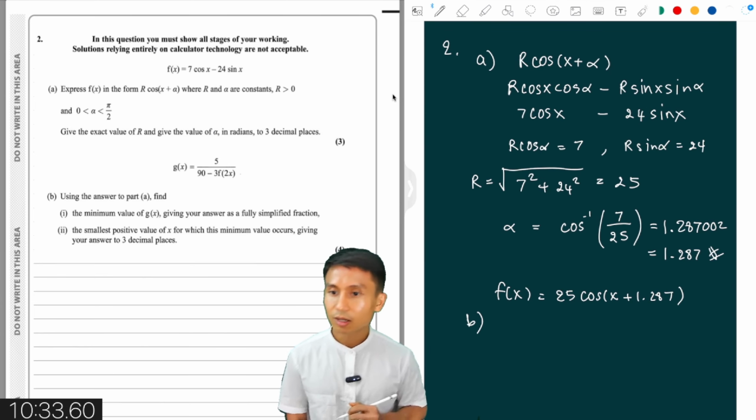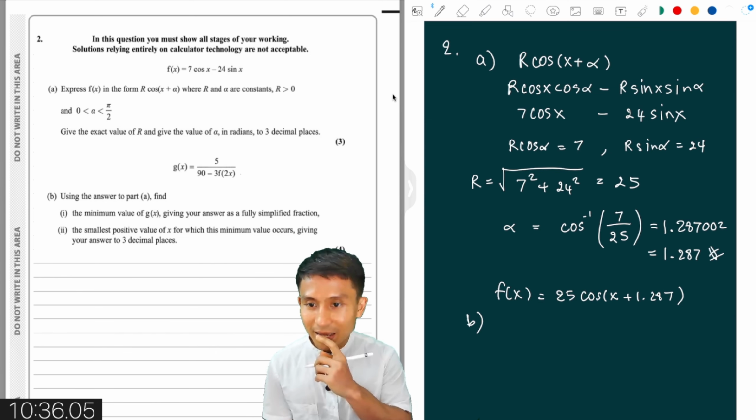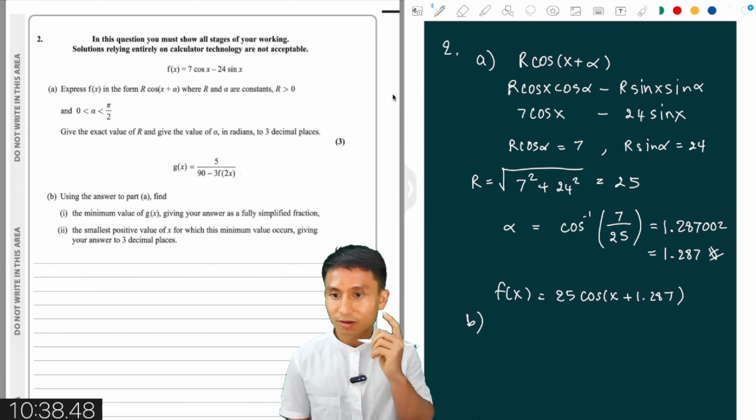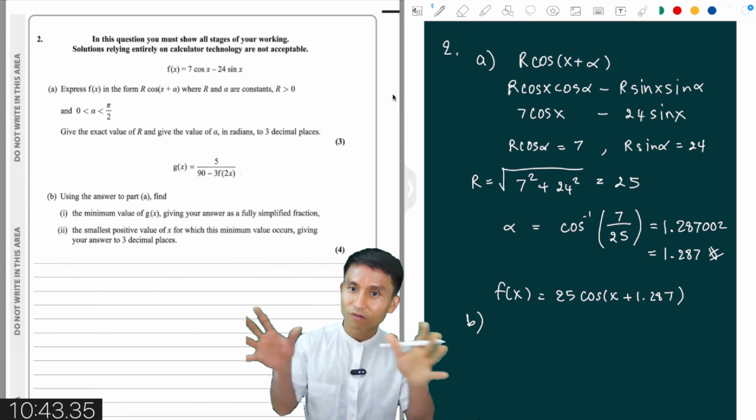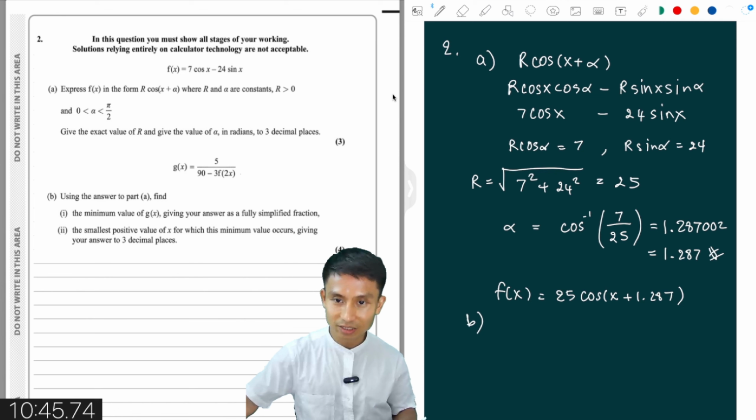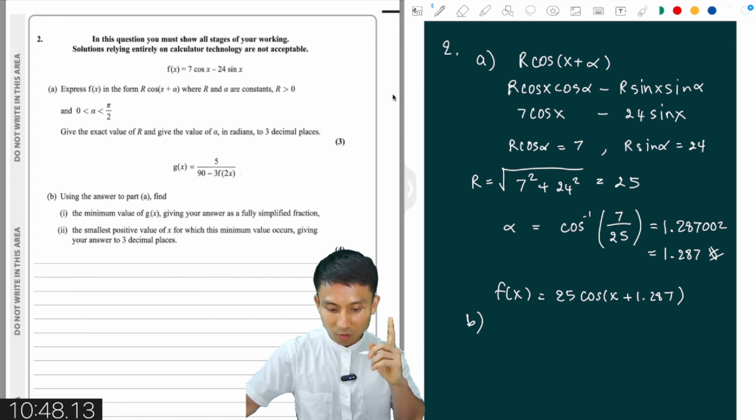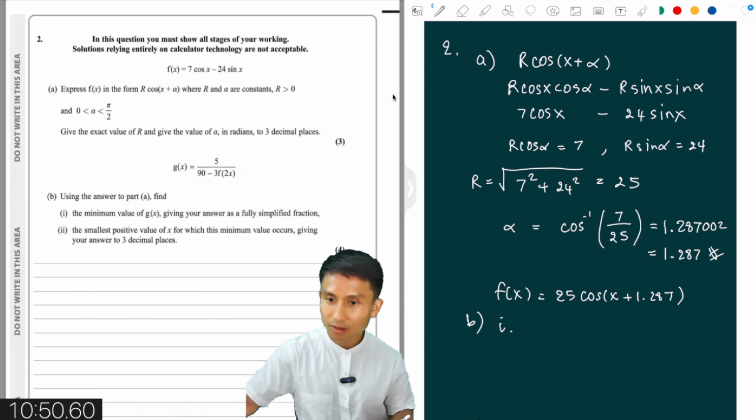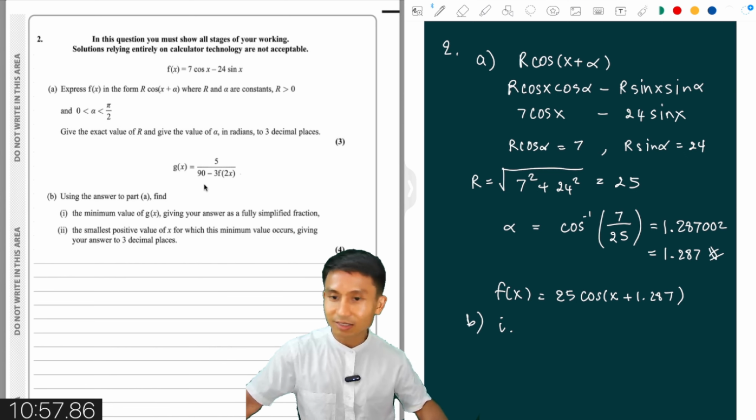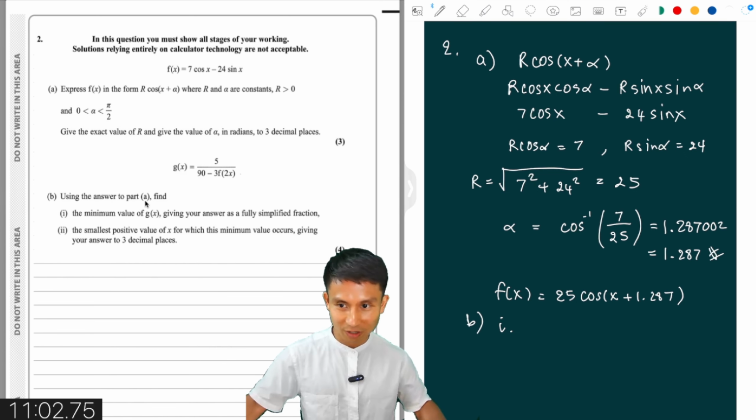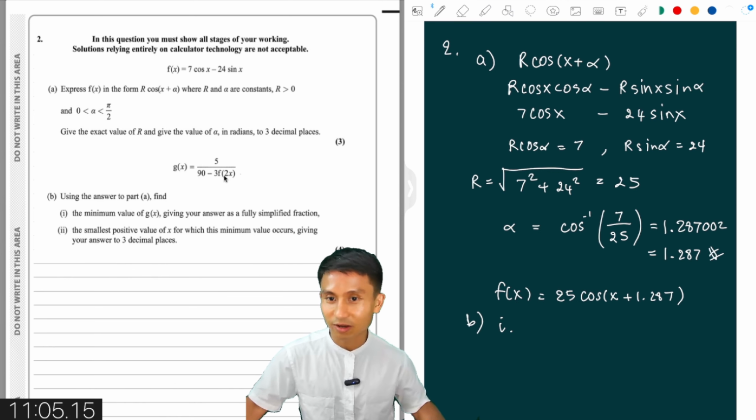Part B. Using the answer to part A, find the minimum value of g(x). Well, now we have g(x) as a modification of the f(x), like a transformation actually. So we want the minimum of g(x). If you look at the function here, how do we make this minimum? You've got to think about this. Some students I teach, if they want the minimum, they put the minimum f(x) or f(2x) here. That's wrong. That's not always the case.